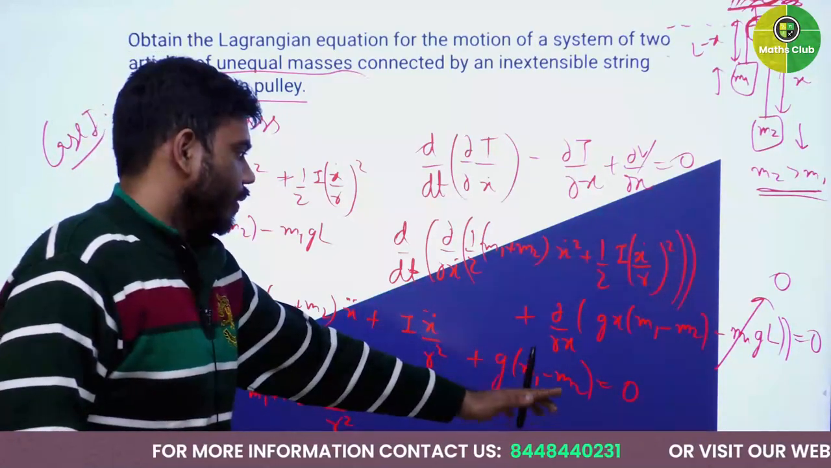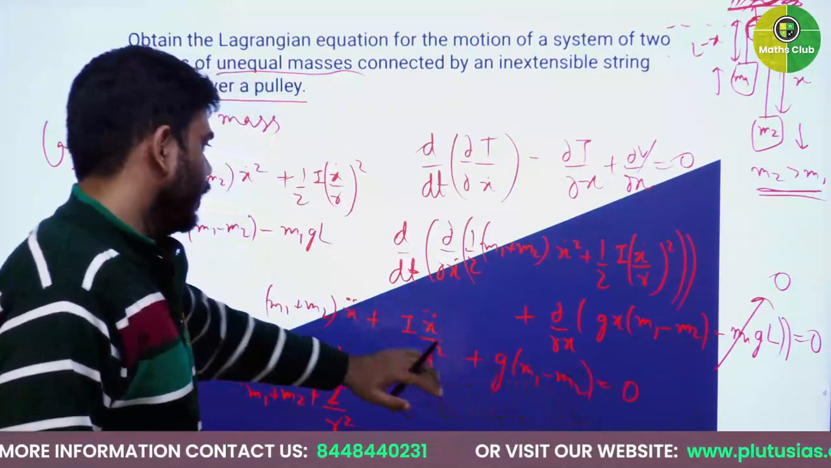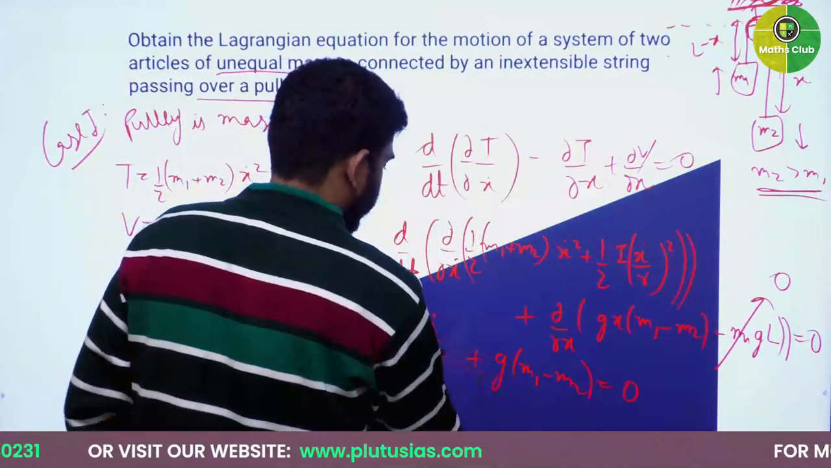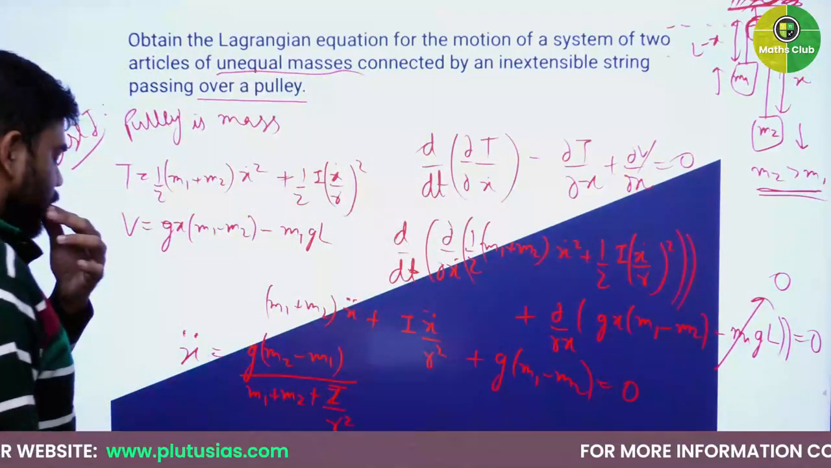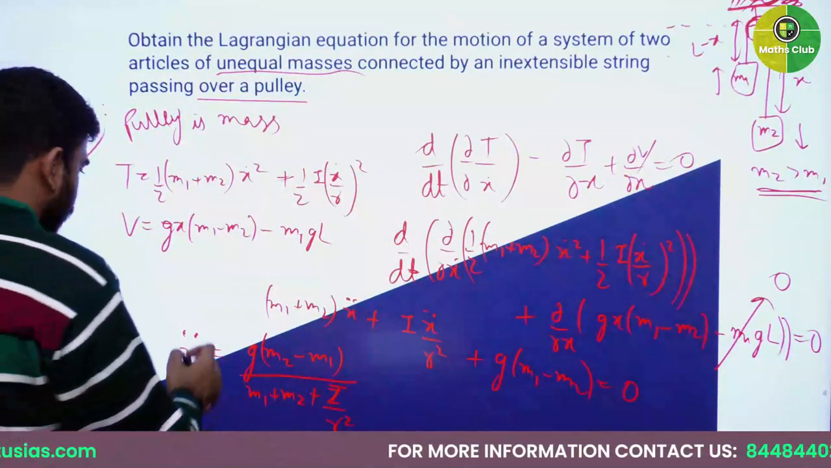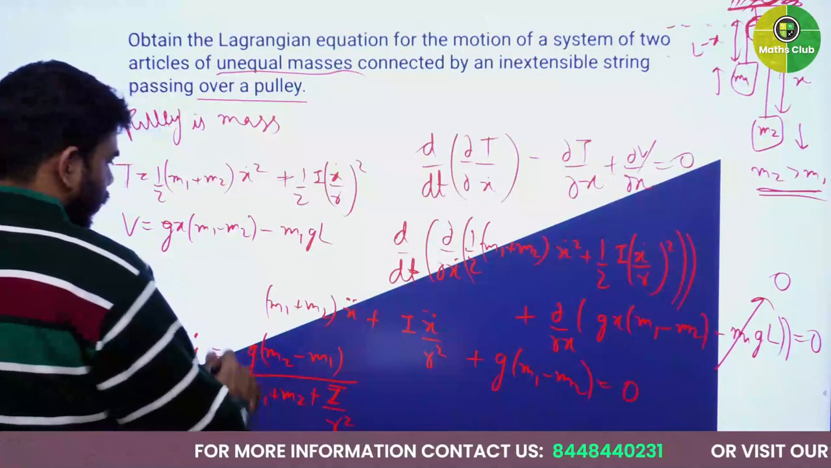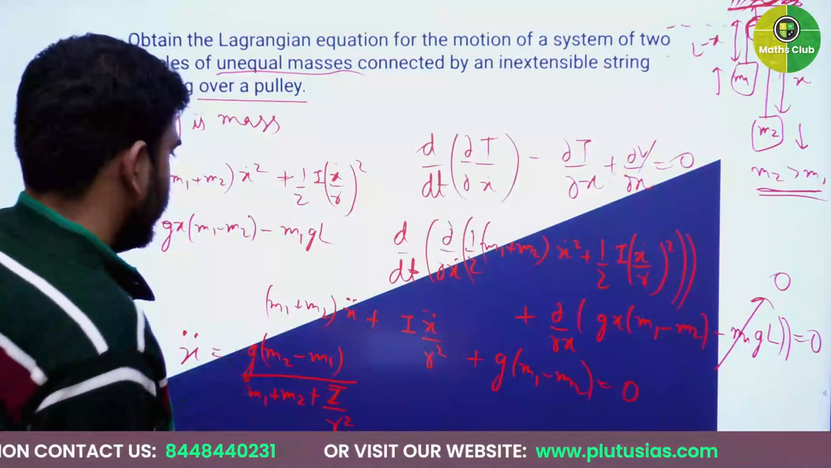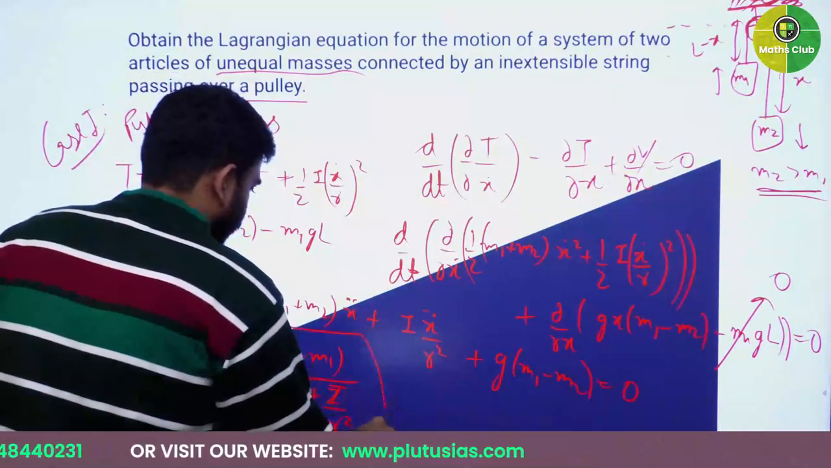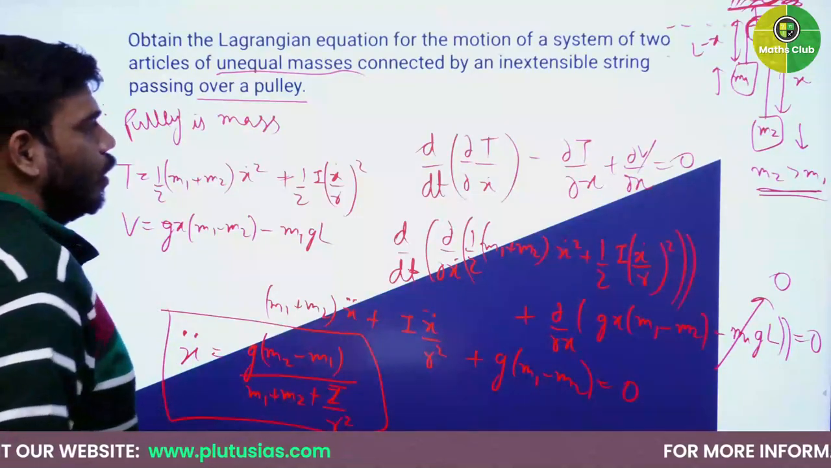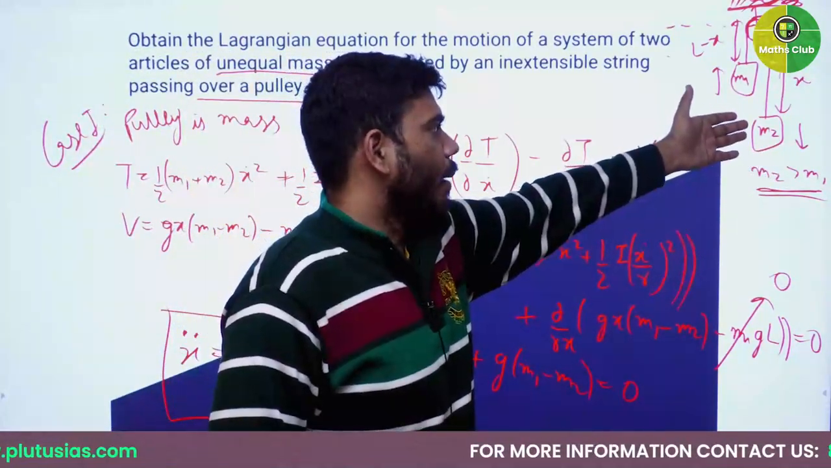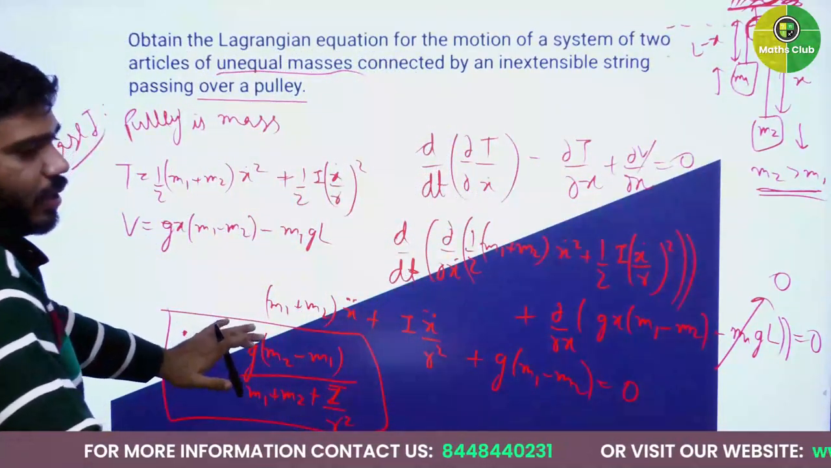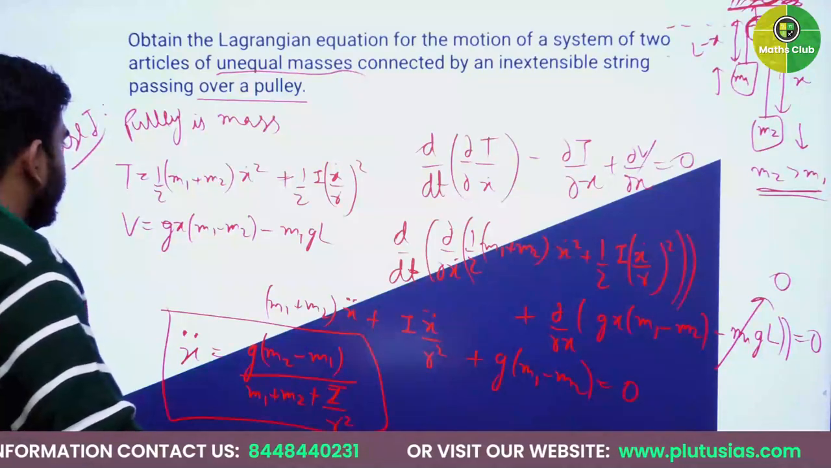I have just reshuffled this thing over here. This expression I have taken to the right hand side, taking x double dot common, and the common expression was divided on the right hand side. So the final expression of acceleration is x double dot equal to g (m2 minus m1) upon (m1 plus m2 plus I upon r square). This is the acceleration that both particles will experience, and obviously since m2 is greater than m1, m2 will move downward and m1 will move upward, and both particles will have the same acceleration.